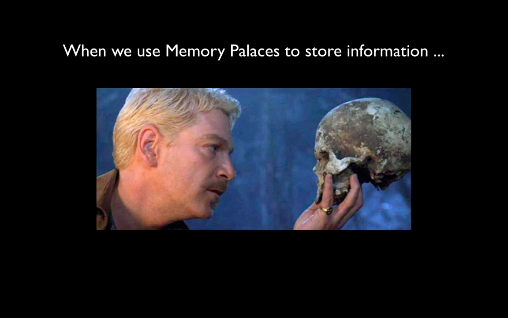So when we use memory palaces to store information, here's where we get into how we're actually going to store the information. We want to use imagery, and the principle behind all memory techniques is that we associate information that is abstract to us or that is unfamiliar to us, that's difficult to learn, with things that we do know. And so the memory palace is always something that we already know. It's a structure that we can lay down other information on.